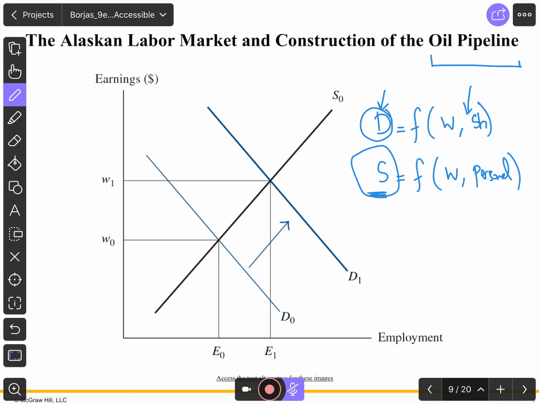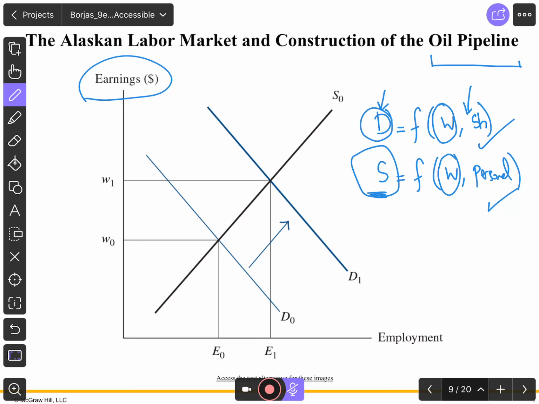But anytime I'm talking about the price or the wage or the earning, you can call it whatever, then we are talking about a movement along the curve. Any other factor, whether it's a supply shock, a demand shock, a personal reason, or any other factor, then this would lead to a shift in either the supply or the demand curve.